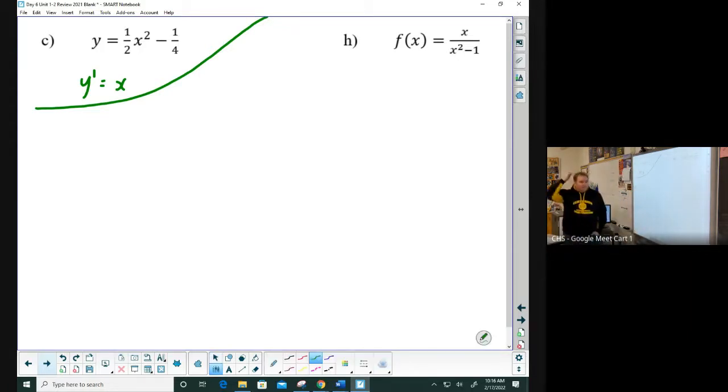Now I'm going to do H. So H is a quotient rule. This really jumps out at you. Product rules should jump out at you. Quotient rules really will because you see that big fraction. And the quotient rule, again, you should hear my voice in your head. Derivative of the top times the bottom minus the derivative of the bottom times the top all over the bottom squared.